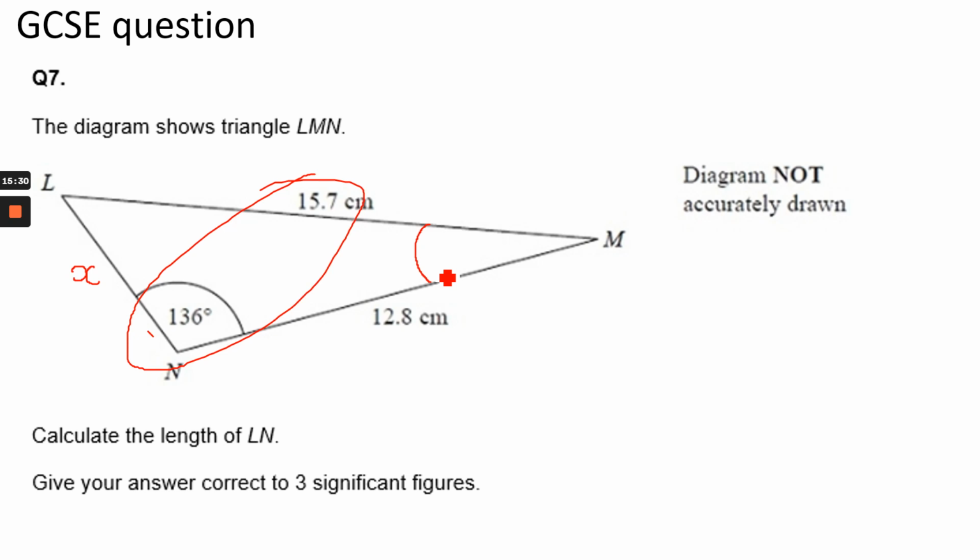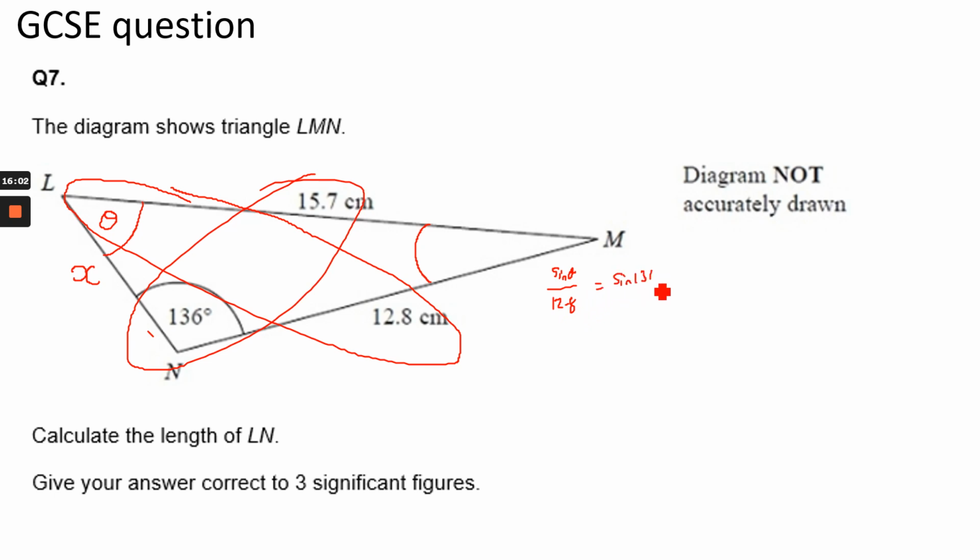Okay, now I don't know how many marks this question is. However, the way that I think we can do it, and it does seem a lot harder than it should, is if we work out this angle up here, that would give us this one. So I'm going to say I'm working out an angle. So sine theta over 12.8 is equal to sine 136 over 15.7.